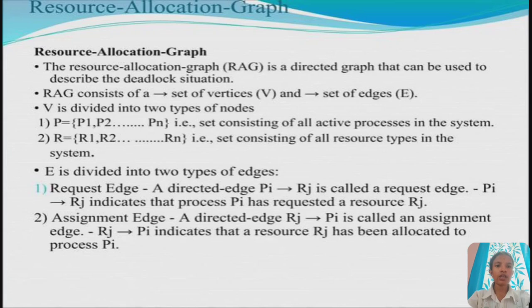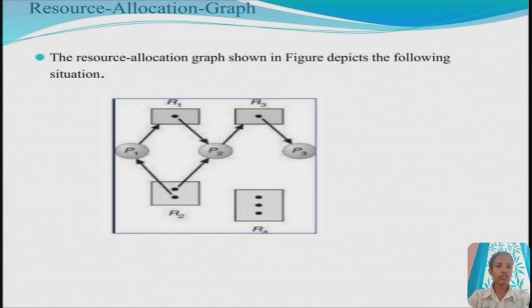Resource allocation graph. The resource allocation graph, RAG, is a directed graph that can be used to describe the deadlock situation. RAG consists of a set of vertices V and a set of edges E. V is divided into two types of nodes: P equals P1, P2, Pn, the set consisting of all active processes in the system; and R equals R1, R2 and Rn, the set consisting of all resource types in the system. E is divided into two types of edges: request edge, a directed edge from Pi to Rj, is called a request edge. The resource allocation graph shown in the figure depicts the following situation.